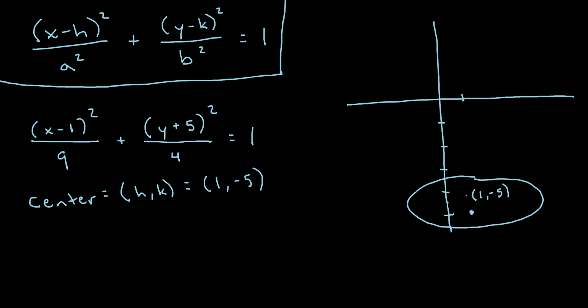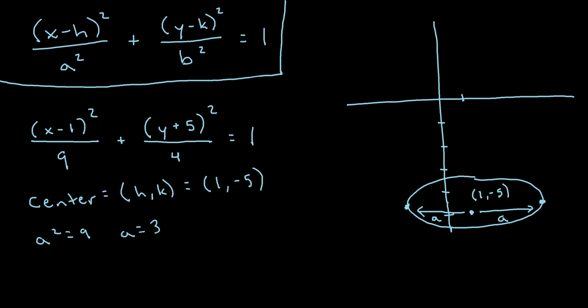So to find the vertices, these are going to be the points right here and right here, and we can find them by adding a and subtracting a to the x-coordinate of the center of the ellipse. So a squared, recall, is going to be equal to the larger denominator. So in this example, a squared will be equal to 9. To solve for a, we can take the square root of each side, so a will be equal to 3. So we can add 3 to the x-coordinate of the center, and we can subtract 3 from the x-coordinate to find out what these vertices are.